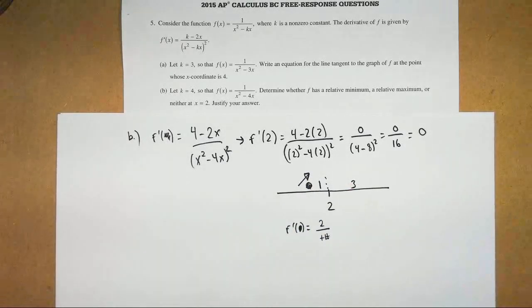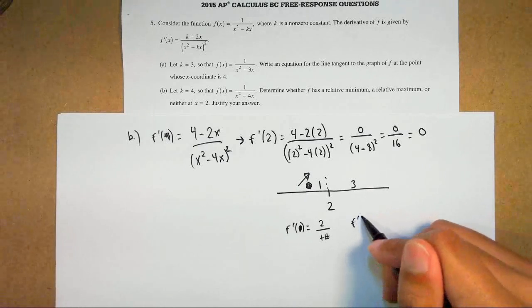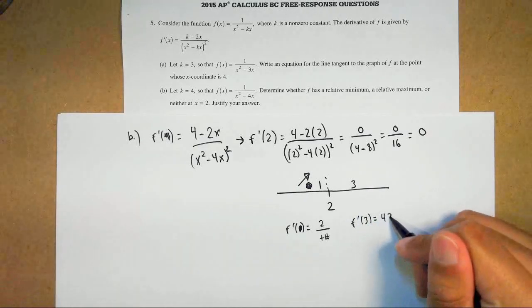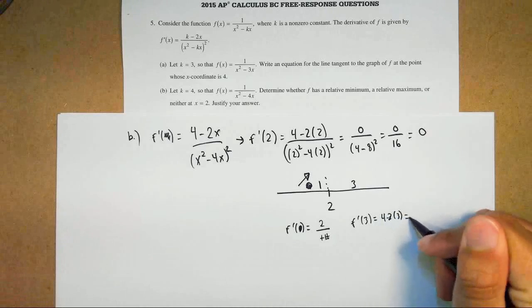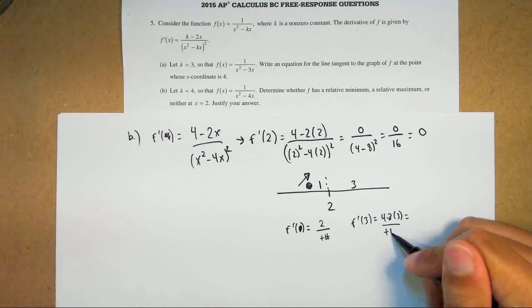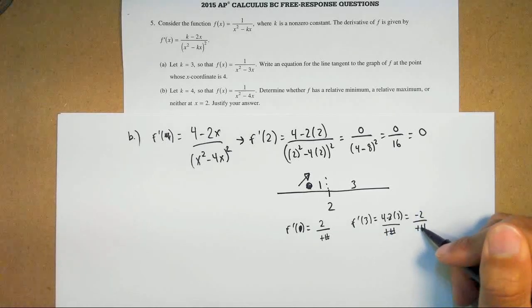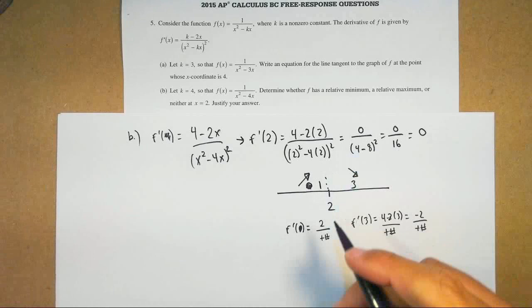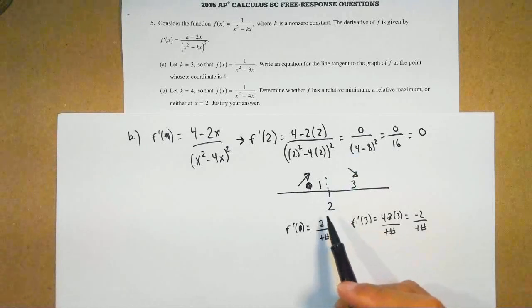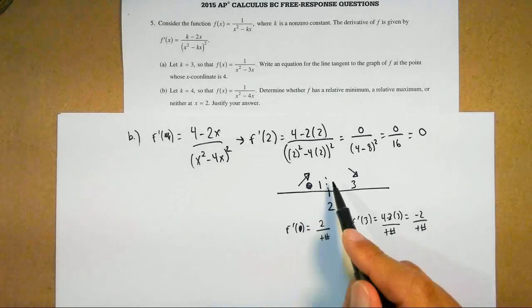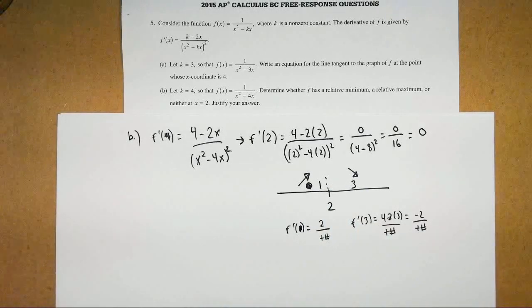Then I'm going to do the same thing for 3. I'm going to plug in 3, and that's going to be 4 minus 2 times 3, over, remember, a positive number because it's squared, and you're going to get negative 2 over a positive number, which means this is negative. Therefore, what occurred at 2 is a relative max. And then when it says justify your answer, you're going to say it goes from increasing to decreasing at x equals 2. Therefore, it's a relative maximum.